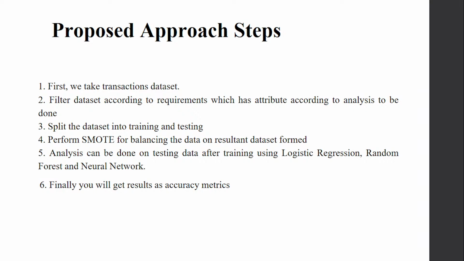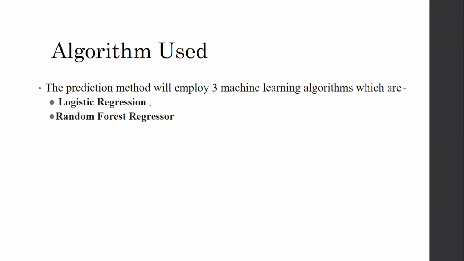Here are the proposed approach steps. First, we take the transactions data, then we filter the data set according to the requirement, which has attributes according to the analysis to be done. Next, split the data into training and testing categories. Next, perform SMOTE for balancing the data on the resultant dataset. Analysis can be done on testing data after training using logistic regression, random forest and neural network as well. Finally, we get the output in terms of accuracy level. How much accurately we are going to get the output. What are the algorithms we have implemented? Logistic regression, random forest and some neural network as well.